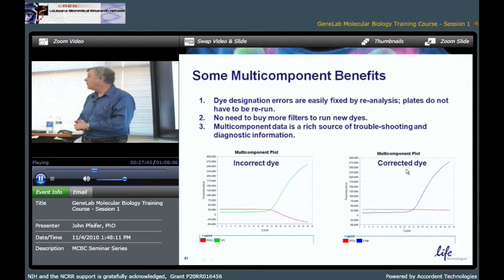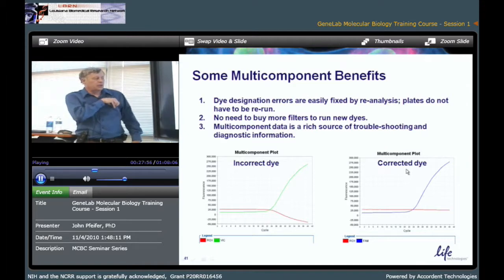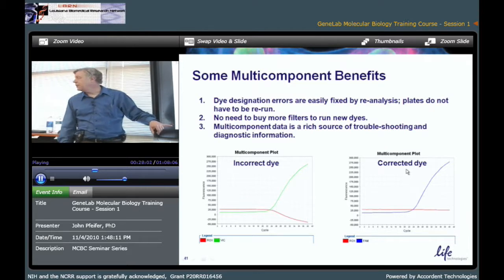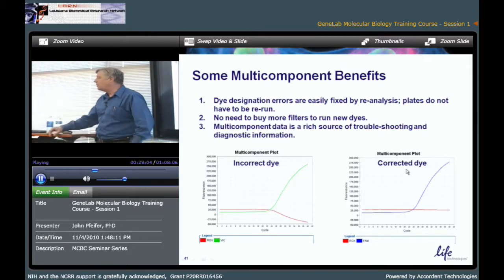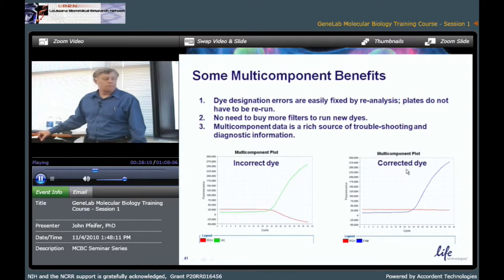People send me their data frequently, and I troubleshoot, and I use this multicomponent data to troubleshoot all the time. I just used it, in fact, a little while ago. Here's a very simple example on the left. The dye designation is VIC for the reporter, if you look in the lower left corner, and ROX is our passive reference dye. So we use a red dye called ROX in all of our real-time master mixes. It serves many useful functions, including, as you'll see here, troubleshooting.